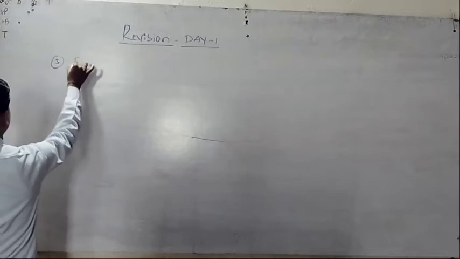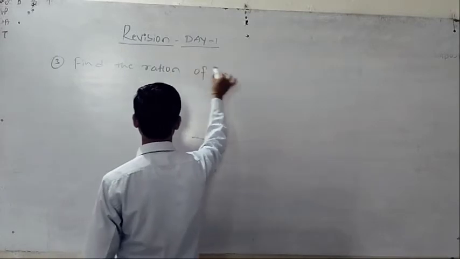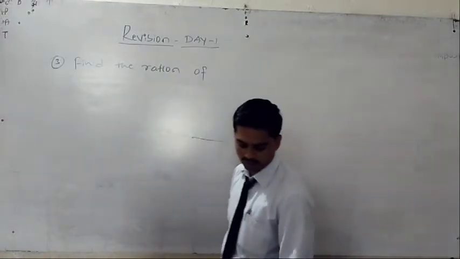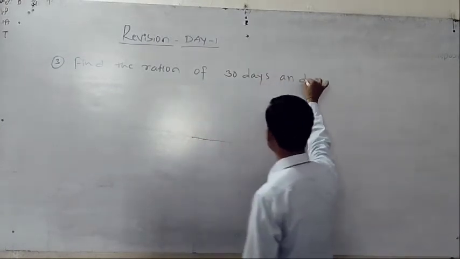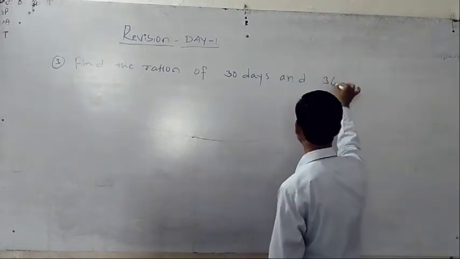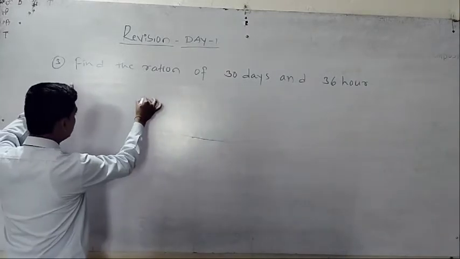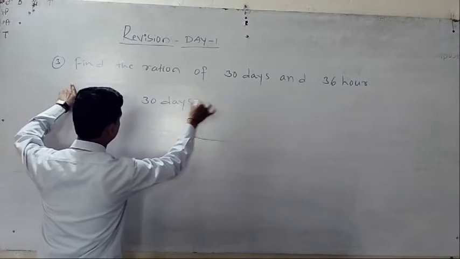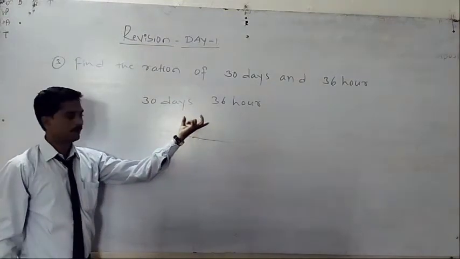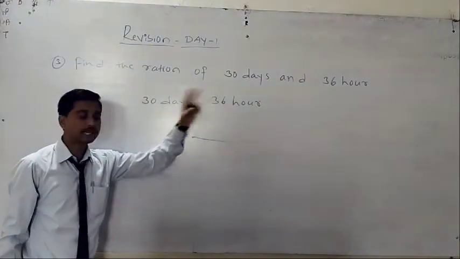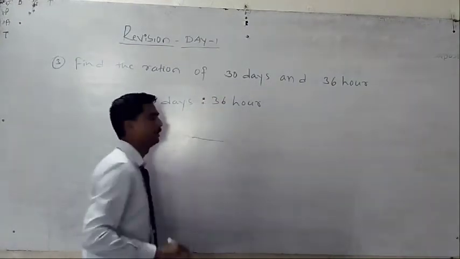Next one, third one. Find the ratio of 30 days and 36 hours. Okay. This is the given problem. 30 days is to 36 hours. Is it correct? Find the ratio of 30 days and 36 hours. Only you should write here the symbol. Is it correct? Is it not correct?